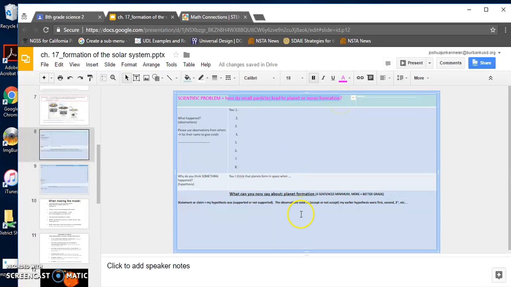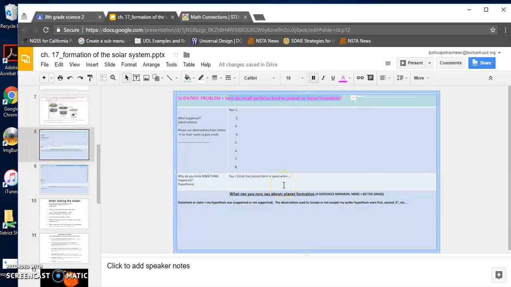And then your final thing down here is the statement or claim. What can I now say about planet formation? It says 4 sentences minimum. If you write more than 4 sentences, you get a better grade. It says, my hypothesis was supported or not supported. So was your hypothesis supported or not supported by your observations? Based on your observations, did it match what you came up with as a hypothesis?